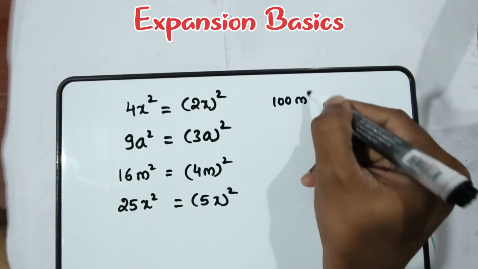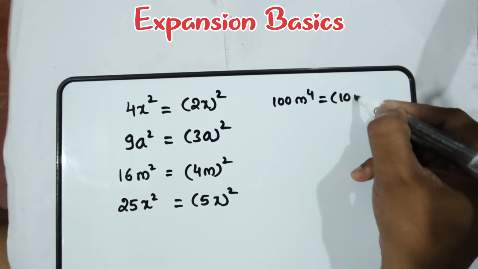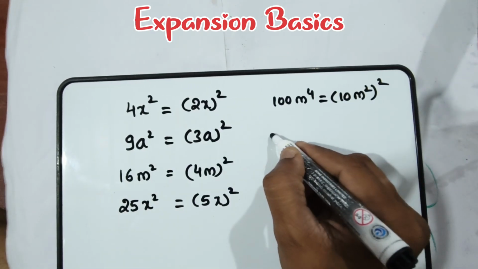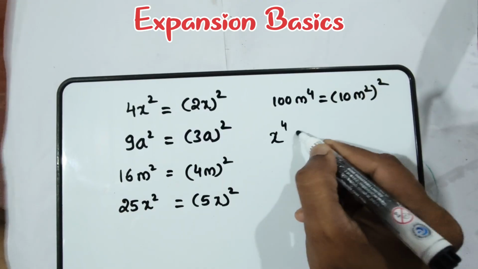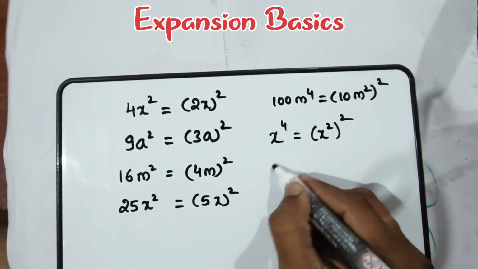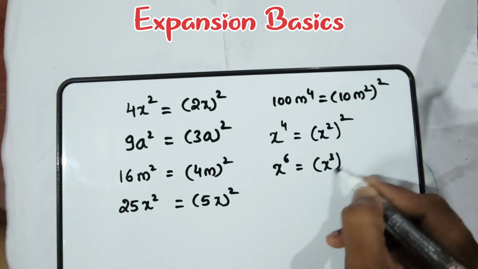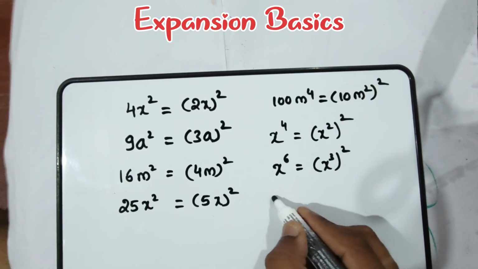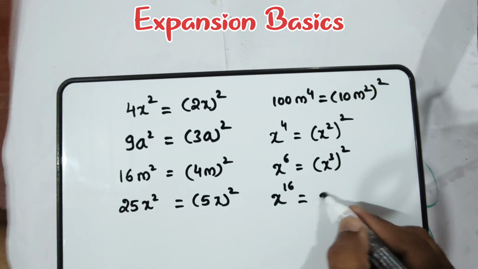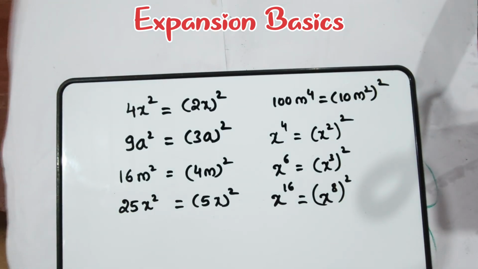100m to the power 4: how do we write this one? 10 square is 100, m square whole square is m to the power 4. x to the power 4 can be written as x square whole square. Similarly, x to the power 6 can be written as x cube whole to the power 2 because 3 2s are 6. Similarly, x to the power 16 can be written as x to the power 8 whole to the power 2 because 8 2s are 16.